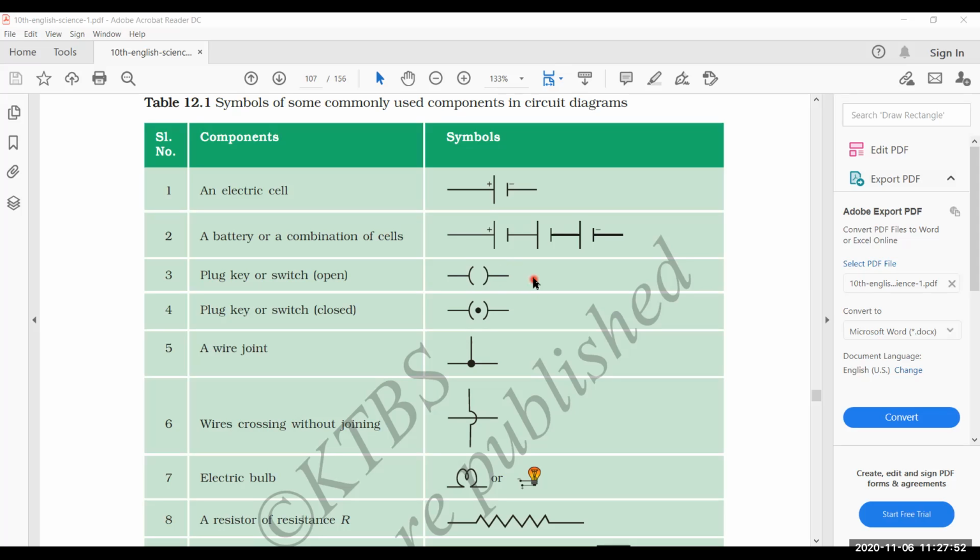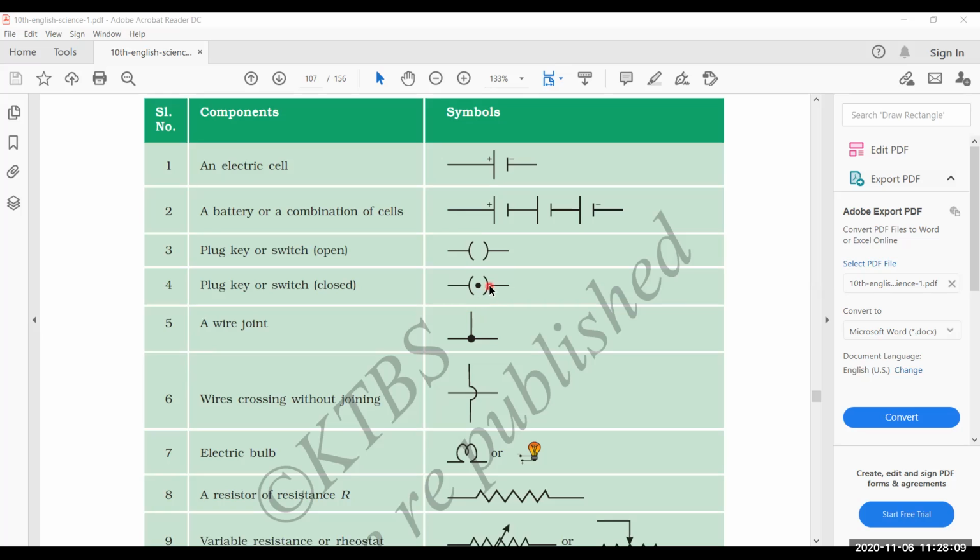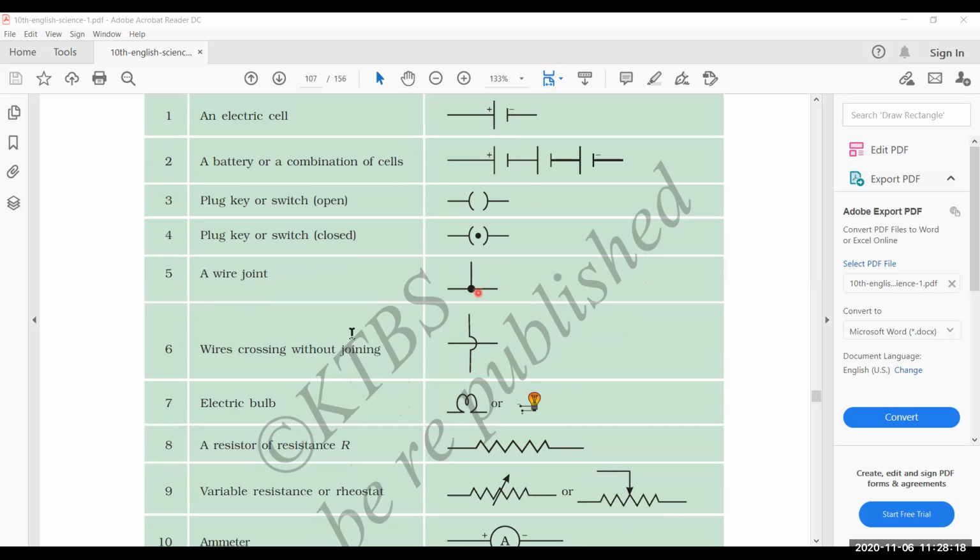So just we have taken the definition of a circuit. A circuit is a closed and continuous path of electric current. Closed means it has to be continuous. There is no cut, there is no break. So this is an open circuit symbol. And the next one is a closed circuit. It is the same as the open circuit, but in the center they have put a dot. Then it's a closed circuit.